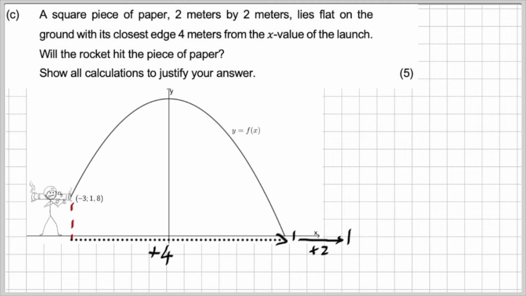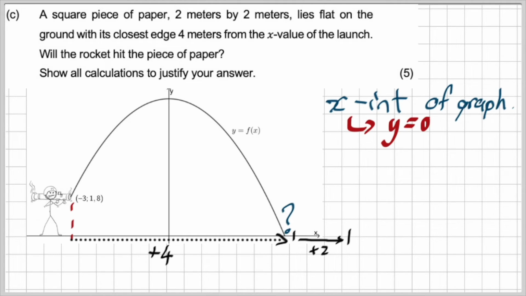the piece of paper? Well, now the question is, it's lying flat on the ground. So what am I actually asking you? I'm actually asking you for the x-intercept. I'm actually asking you for that point there. So in other words, I want you to determine the x-intercept of the graph, and I can do that by making y 0.